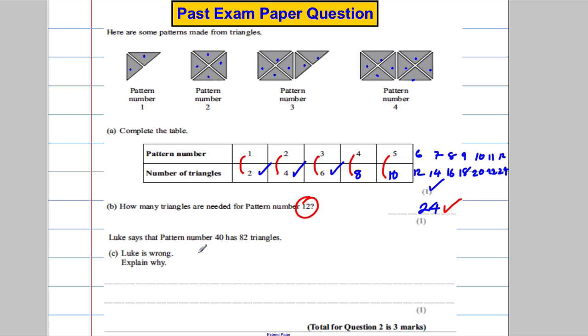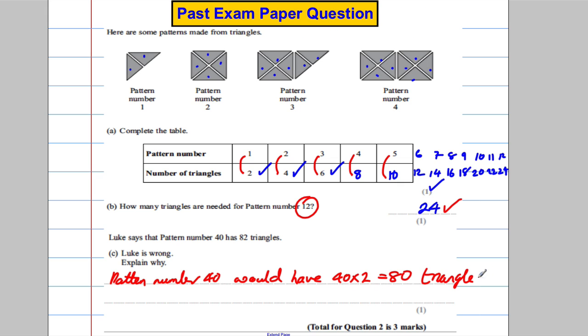Luke says the pattern number 40 has 82 rectangles. Luke is wrong, explain why. Well, because pattern number 40 would have 40 multiplied by 2, which is 80 triangles. Because you double the pattern number to get the number of triangles.